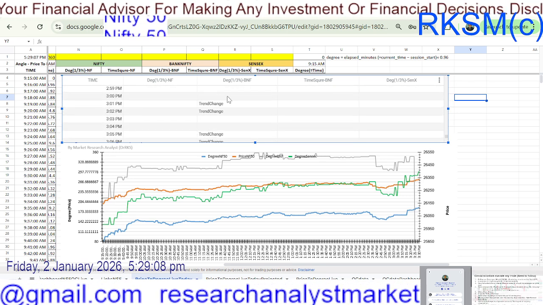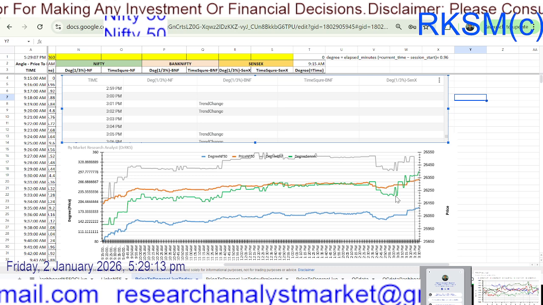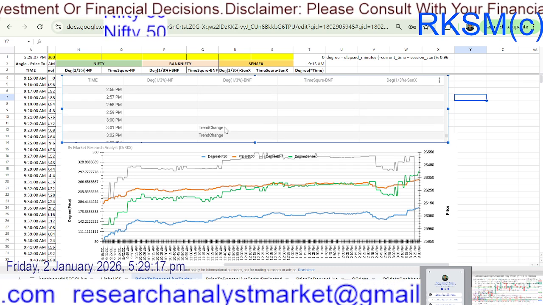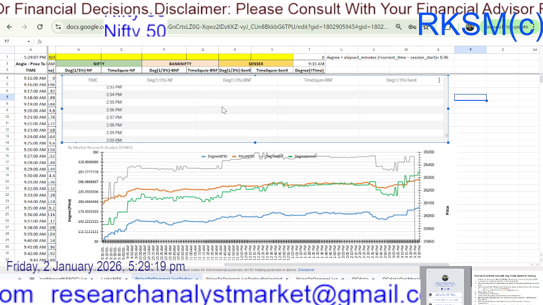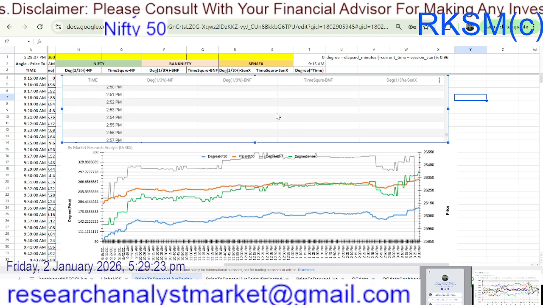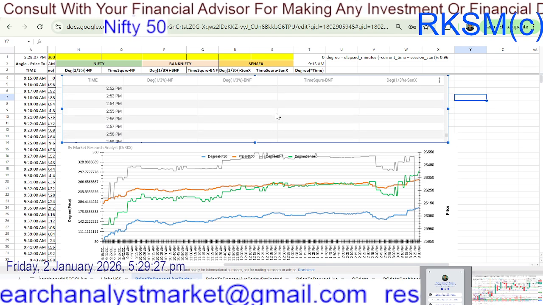Here, see 3:50, 3 p.m. Here at 3 p.m. the trend has already changed. The system is indicating it in advance, so then you can make a re-entry. As you know, the 3 p.m. candle is the closing candle, so there is some fast movement in the market.